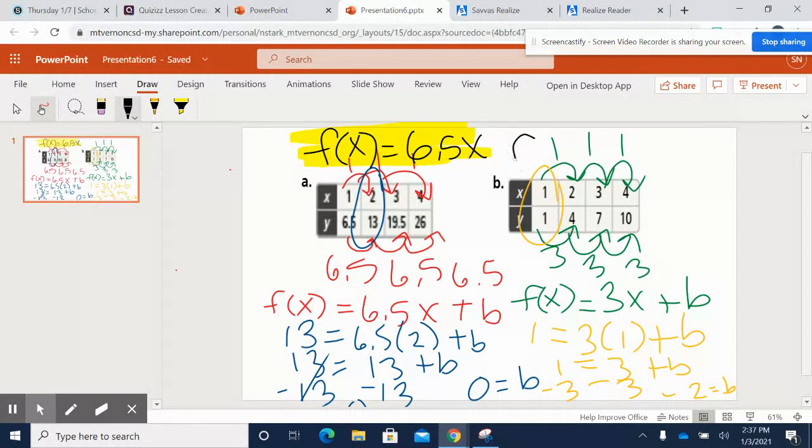So my equation is f of x is equal to our slope, which is 3 times x, and then our y-intercept is -2. So in the black, f of x is equal to 3x minus 2. So that is our answer for number 2.